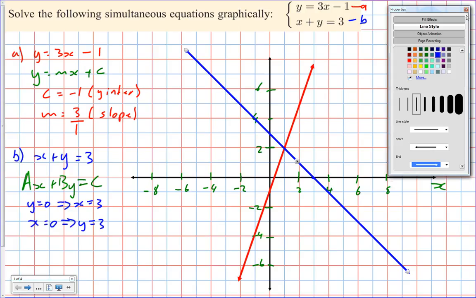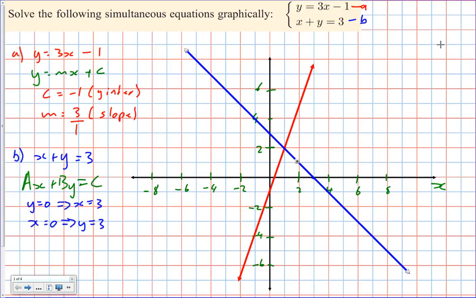And so what we find out now is if we look at where those two lines cross, those two lines cross at this point here. And that is where x is equal to 1, y is equal to 2. So that is my point of crossing.